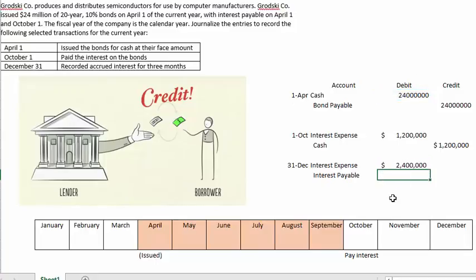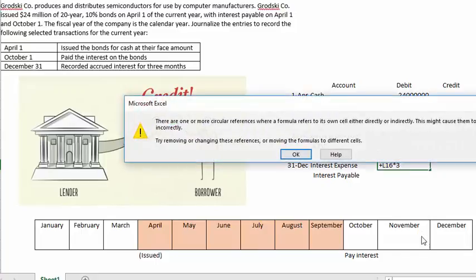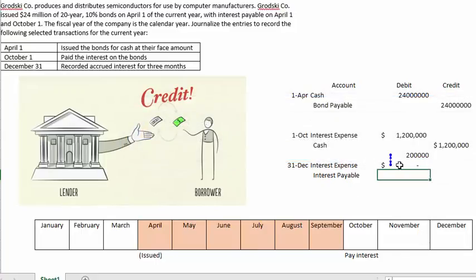So that's 2.4 million. I could break that down into 12 months, right? Divide it by 12. So we owe, looks like $200,000 every month. Well, this is a 3-month period that we owe the interest for. So I'm simply going to take that and multiply it by 3. Oops, I have a circular reference. So I would just take, I know it's 600,000. $600,000. That's how much interest I need to record.